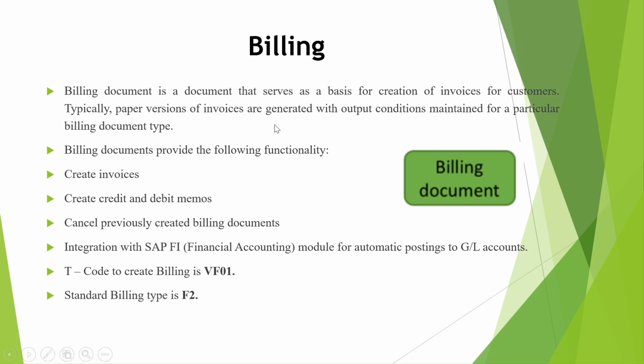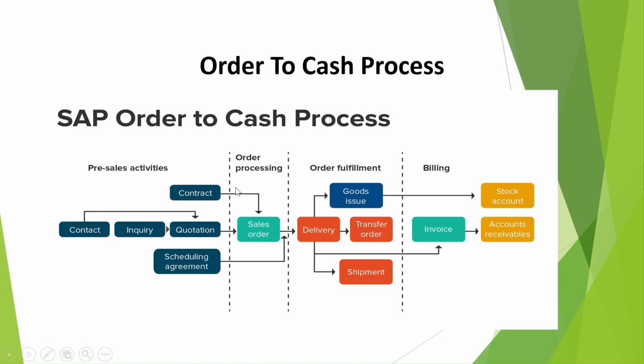Next is billing. Billing is where the invoice is generated. It includes invoice creation, credit memo, debit memo, cancellation, FI integration, etc. To create billing, we use T-code VF01 and the standard billing type is F2, which is nothing but the customer receiving the bill, with a total amount like 50 lakh, etc. Now finance comes into the picture. Here you can understand the complete OTC flow.